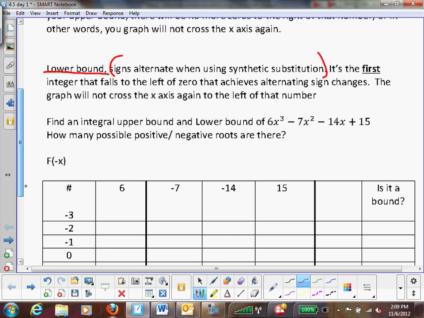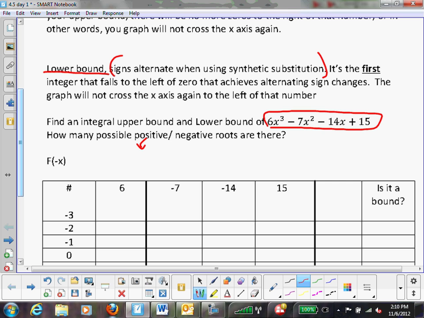I'm wanting you to find an integral upper bound and a lower bound of 6x cubed minus 7x squared minus 14x plus 15. We learned yesterday how to figure out how many possible positive and negative roots there are going to be. How many possible positive ones are there going to be? There's going to be a sign change here and a sign change here, correct? So yes, it will be 2 or 0. So you'll either have 2 possible roots or no possible roots.